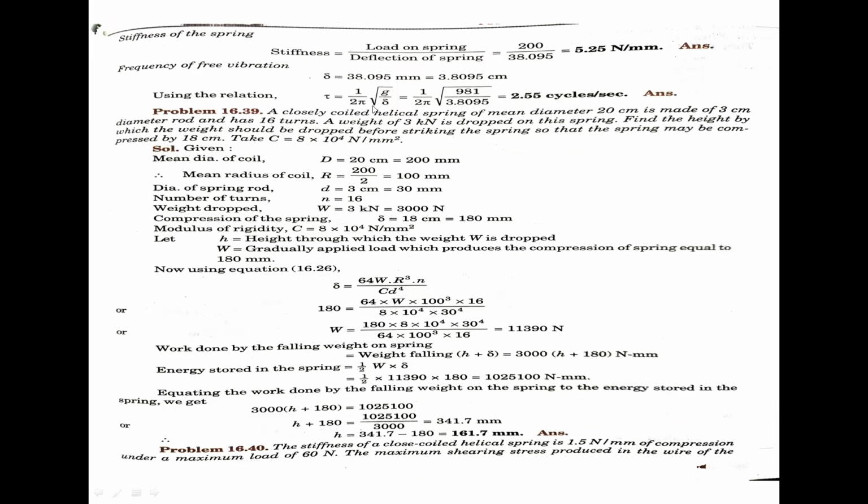Okay. Now the frequency of free vibration, using the relation f equal to 1 divided by 2 pi root of g, acceleration due to gravity, divided by deflection. Now we have to take 1 by 2 pi. We have to convert to centimeters. This is also converted to centimeters.